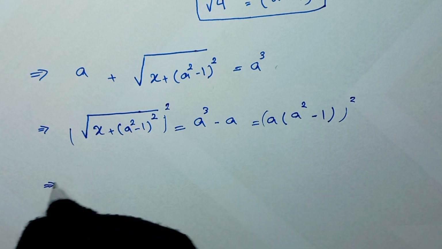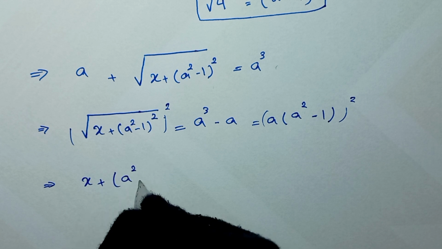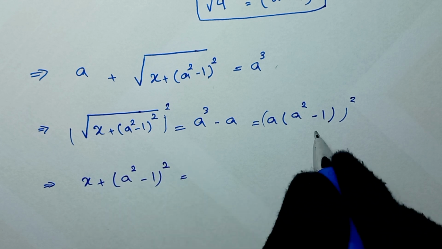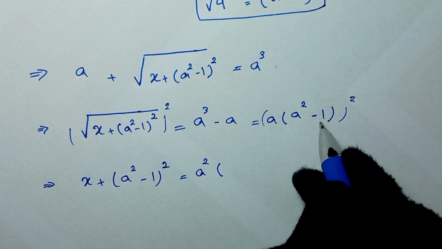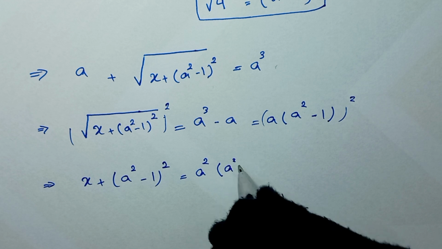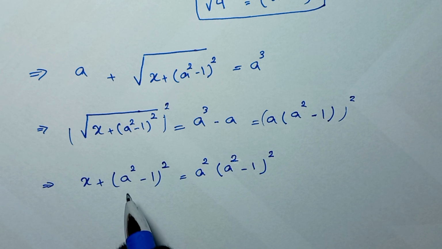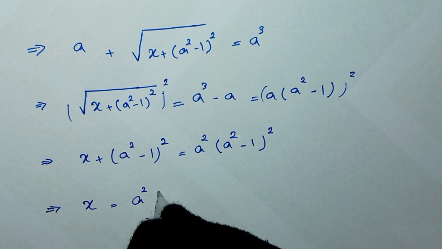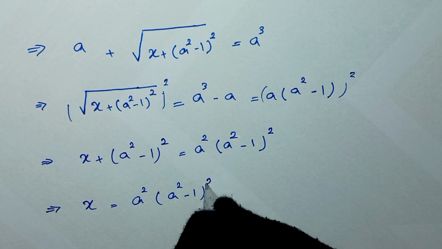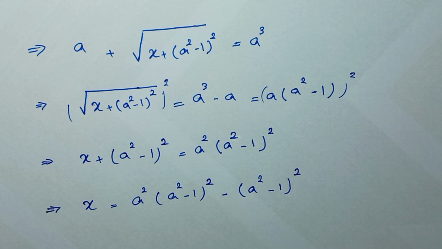So it will be this to the power of 2, this square root will cancel, and it will be x plus a square minus 1 to the power of 2 is equal to this to the power of 2, it will be a to the power of 2 times a square minus 1 to the power of 2. And in the next step, we take this to this side, and it will be x is equal to a square times a square minus 1 to the power of 2, minus this, a square minus 1 to the power of 2.